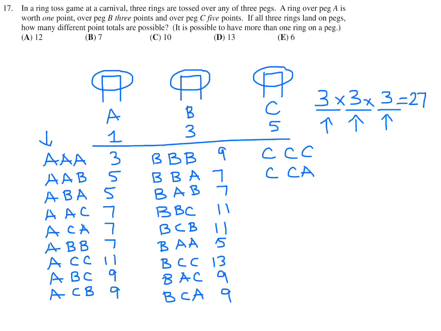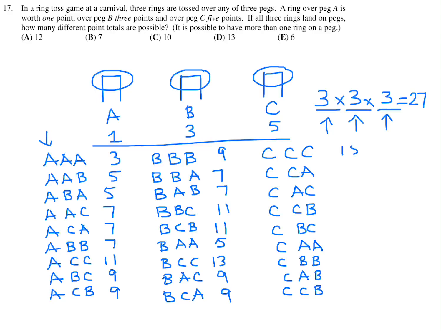And finally, the outcomes where it lands on C first. So you've got CCC, CCA, CAC, CCB, CBC, CAA, CBB, and C. So we've got point totals of 15, 11, 11, 13, 13, 7, 11, 9, and 13.